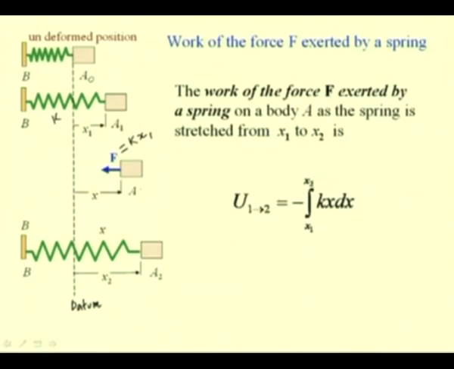Why is this negative? Because the positive displacement that we are considering, that is dx, is along this direction, and this force F is in the opposite direction of the infinitesimally small displacement that we are considering. So we have the work done between positions 1 and 2 as minus integral x1 to x2 of kx dx. If we do the integration and put the limits, we have this as half k x1 square minus half k x2 square.